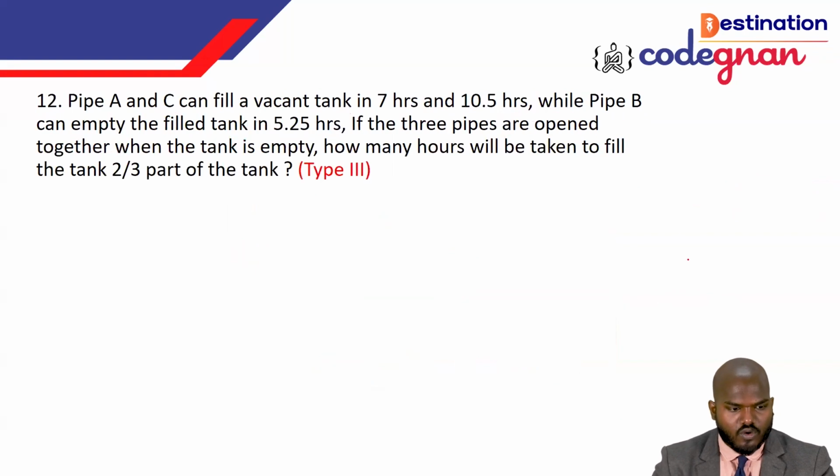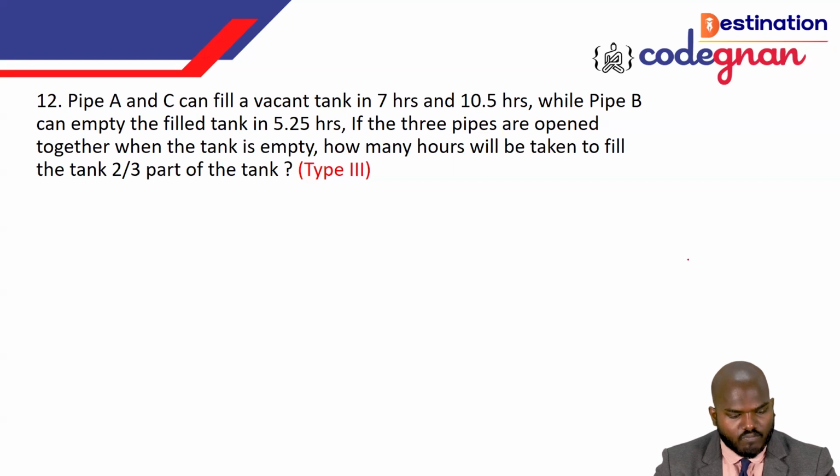Okay, so going for the last question, guys, you see this one: pipes A and C can fill a vacant tank. Vacant means empty tank, in 7 hours and 10.5 hours, while pipe B can empty the filled tank in 5.25 hours. That was the thing they have mentioned here. If the three pipes are open together, when the tank is empty, how many hours will be taken to fill the tank?